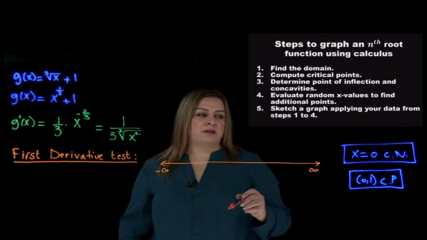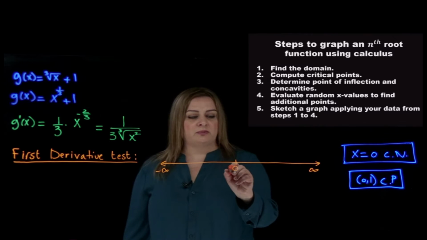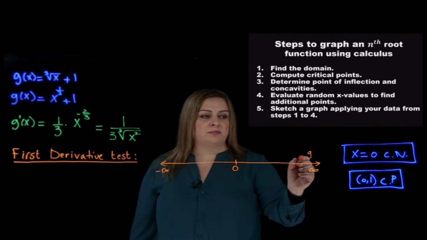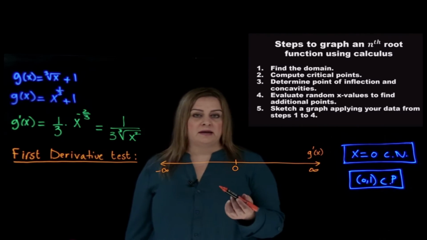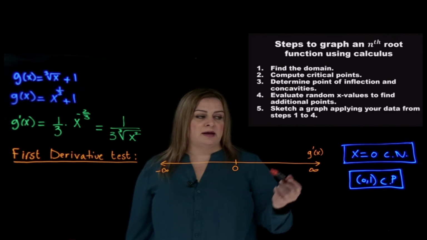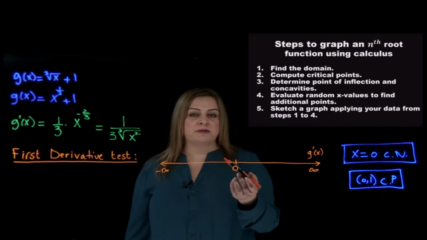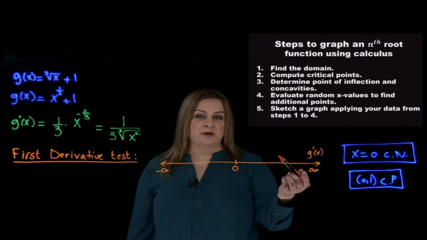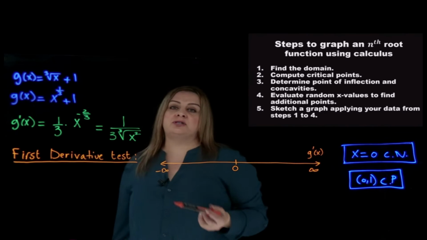Now I will label the critical number. In this case, x is equal to 0. So I will label 0 on the number line. Also label my number line with g prime of x to tell myself when I randomly choose points from each interval, I will evaluate them in g prime of x to find where my slope is positive and where my slope is negative. Recall that g prime of x is the slope of the tangent line to our original graph g of x.